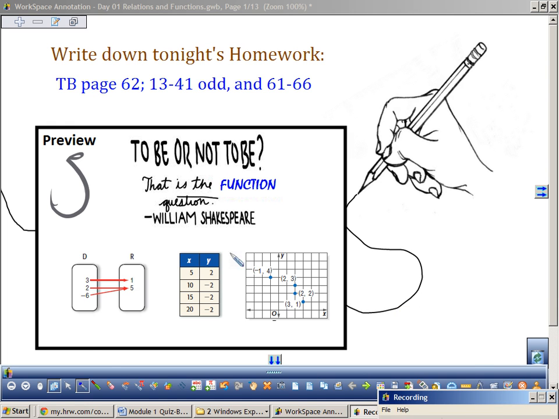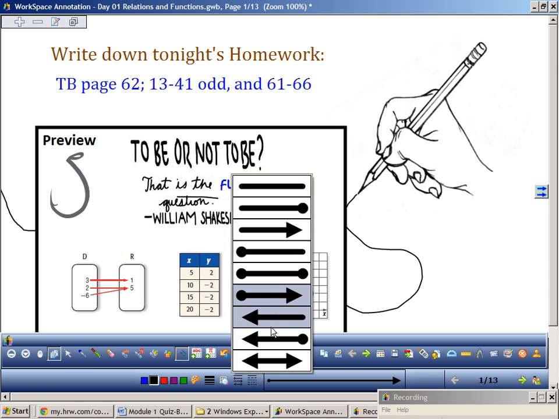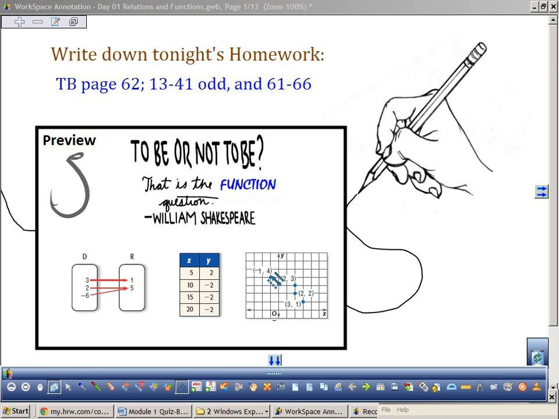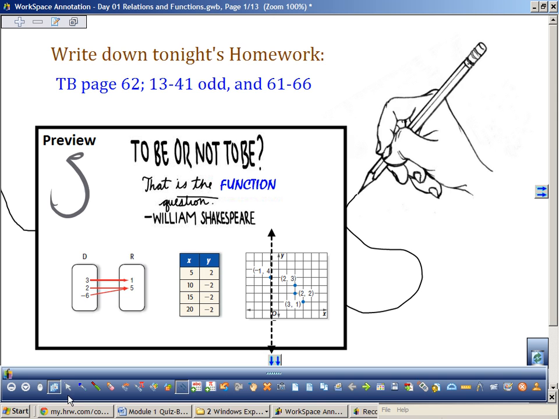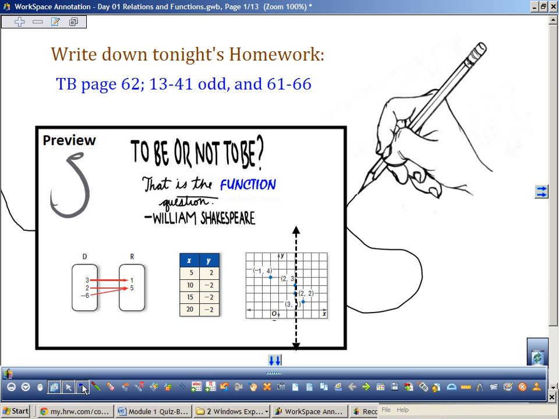Okay, so function or not a function. I already got an answer of the vertical line test. If you take a vertical line and draw it straight down vertically on a graph, it should not touch anything twice. So as I run this line along here, see how right there, two points are touching the line at the same time? So this is not a function.